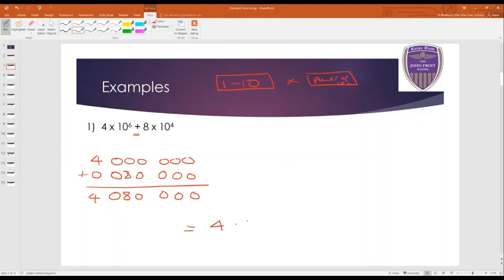Okay, so our number between 1 and 10 will be 4.08 because we have to go up to the end of the 8, don't we? So there's only zeros left. And when we do our power now, be careful, it's not to the power of 4 because there's 4 zeros on the end, okay?